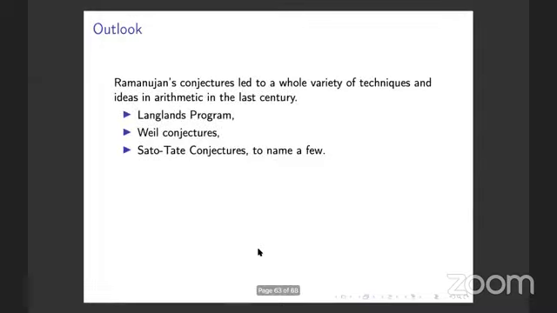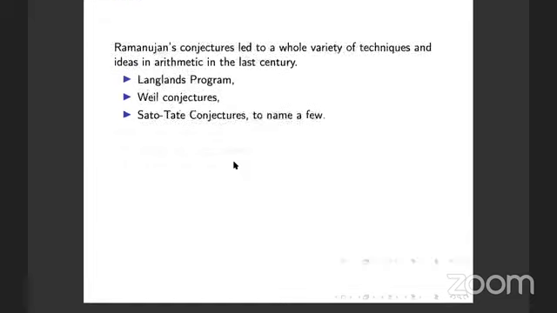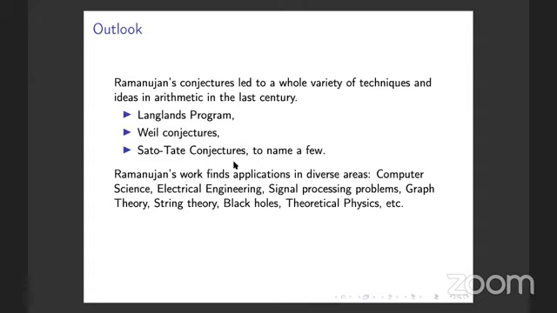And to just give you an example, I'm just going to make some statements. Langlands program, Weil conjectures. Now, by the way, Deligne got the Fields Medal for proving these Weil conjectures. And then the Sato-Tate conjectures. Much of this mathematics, in one form or the other, was inspired by or has connections to Ramanujan's work, especially his modular forms. And Ramanujan's work finds applications in diverse areas: computer science, electrical engineering, signal processing problems, graph theory, string theory, black holes. For instance, this is in theoretical physics.